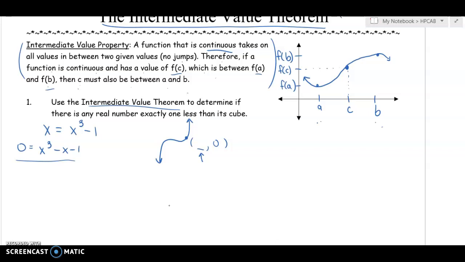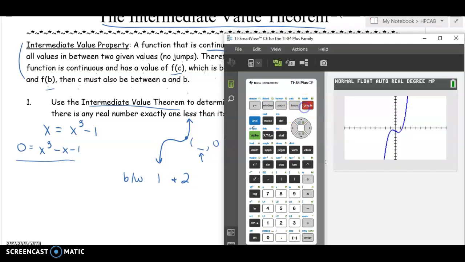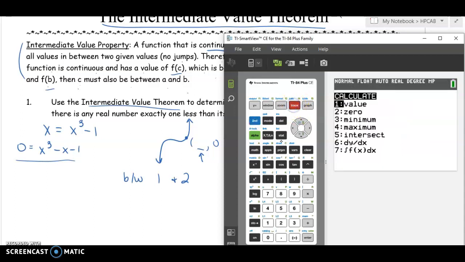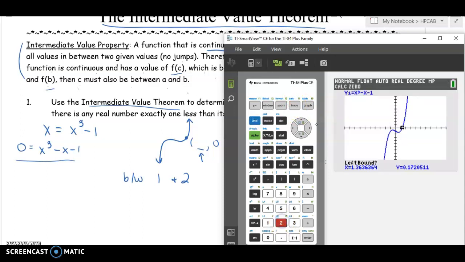So we know our answer is going to be somewhere between 1 and 2 based on the table. Alright, we can definitely use our calculator to find that value. You can just do second, trace, and find the zero, number 2. Left bound, so you just go a little bit below. Right bound, you go a little bit above.